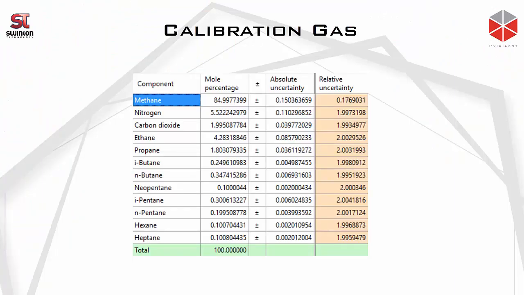So to begin with, let's say we have a calibration gas, and this particular calibration gas has this particular uncertainty here. We got a relative uncertainty for that calibration gas. All of the components have around plus minus 2% uncertainty apart from methane, which is less than everything else, plus minus 0.17%. So what does it mean? How do we convert this into uncertainty of CV?